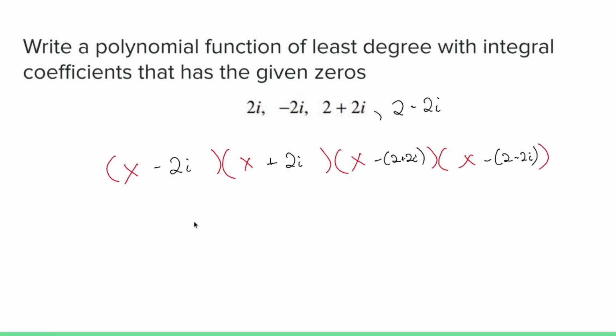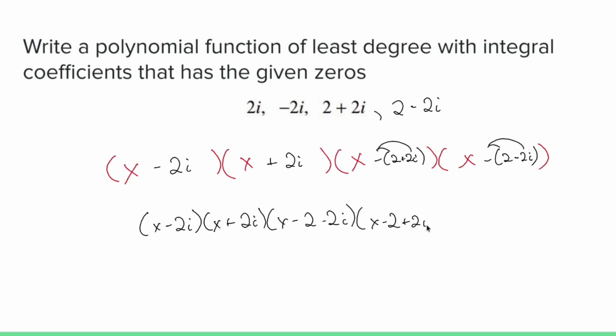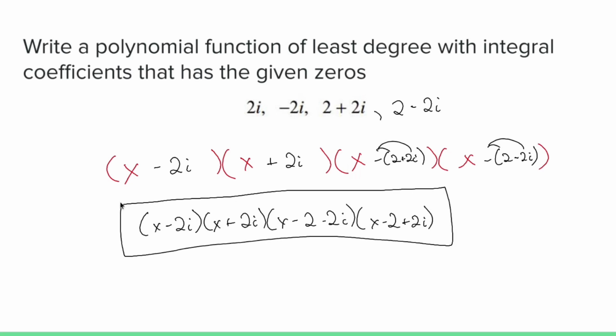And now it's a matter of just cleaning things up. x minus 2i, x plus 2i, distribute the negative, x minus 2 minus 2i, distribute the negative, x minus 2 plus 2i. And if you had a death wish, you would FOIL this out a bunch of times, but I'm not even close to thinking about doing that because I don't want to. There you go, that's how it's done.